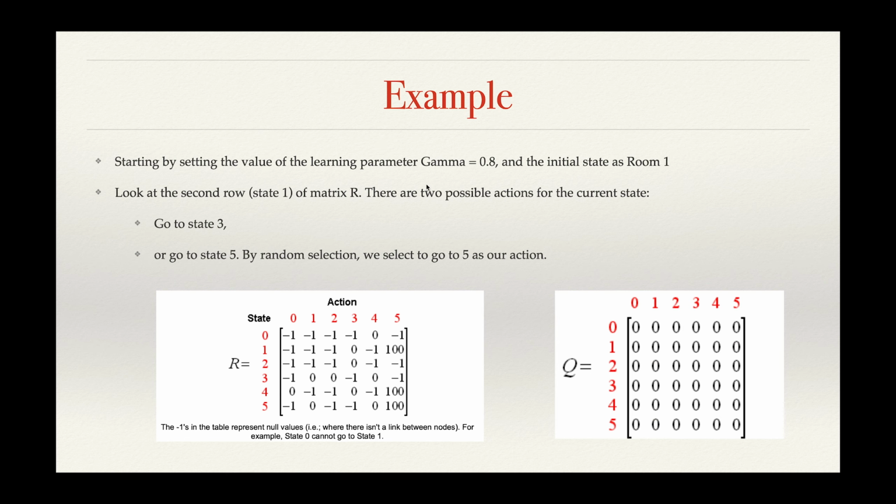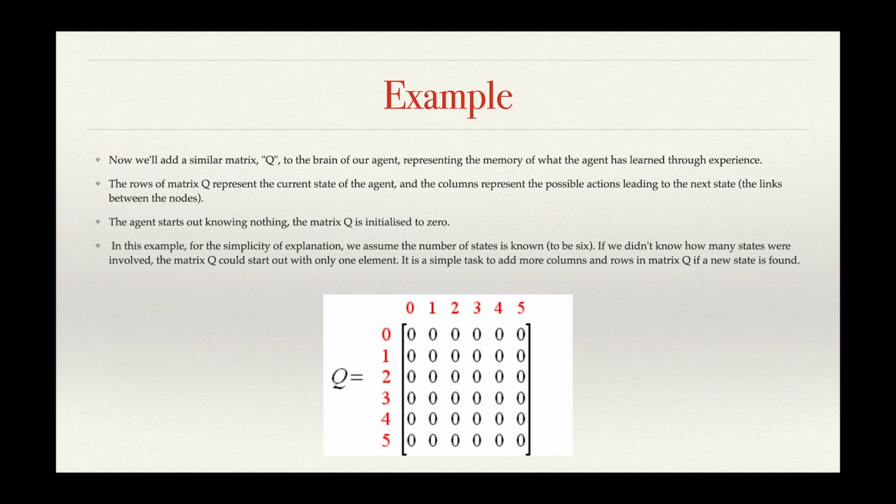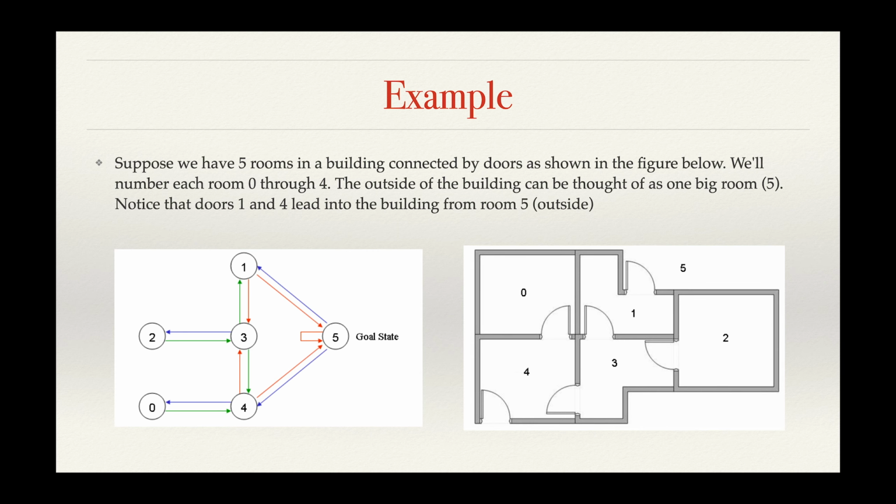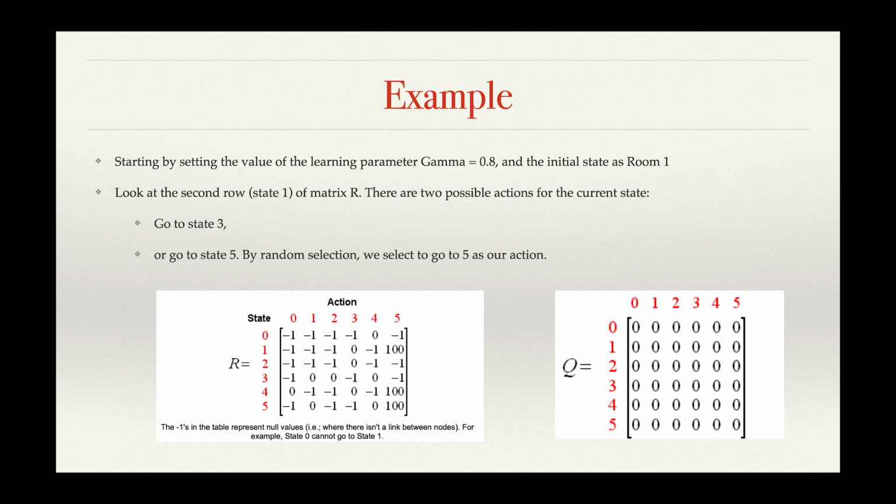So let's assume that gamma equals 0.8. That means we are considering 80% of the future, let's say. And let's say that we are at the second row here, which means we are at state 1. That means we started the game in room number 1. So we are starting the game here. There are two possible actions to take with respect to the rooms. If I am here, because there are no other doors to the other rooms, it's either to go to 3 or to go to 5.